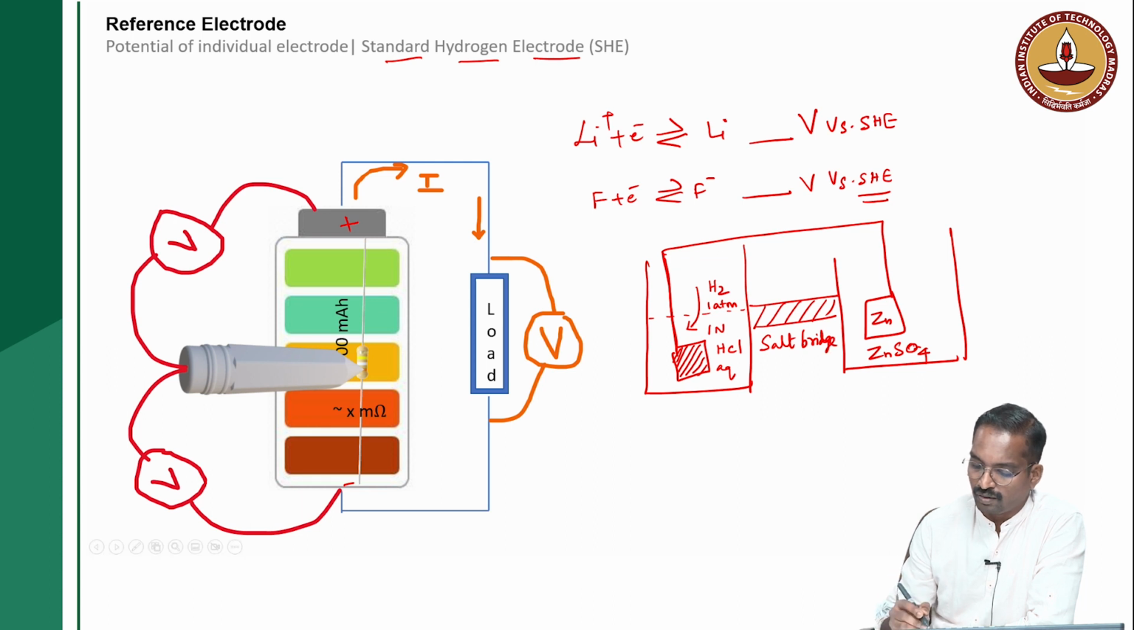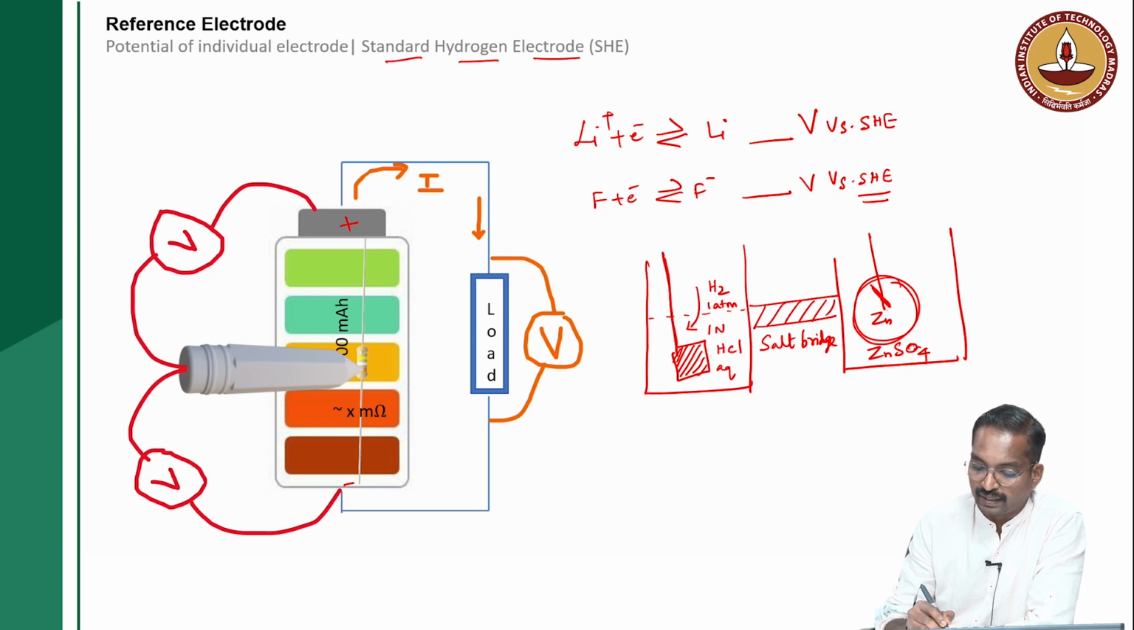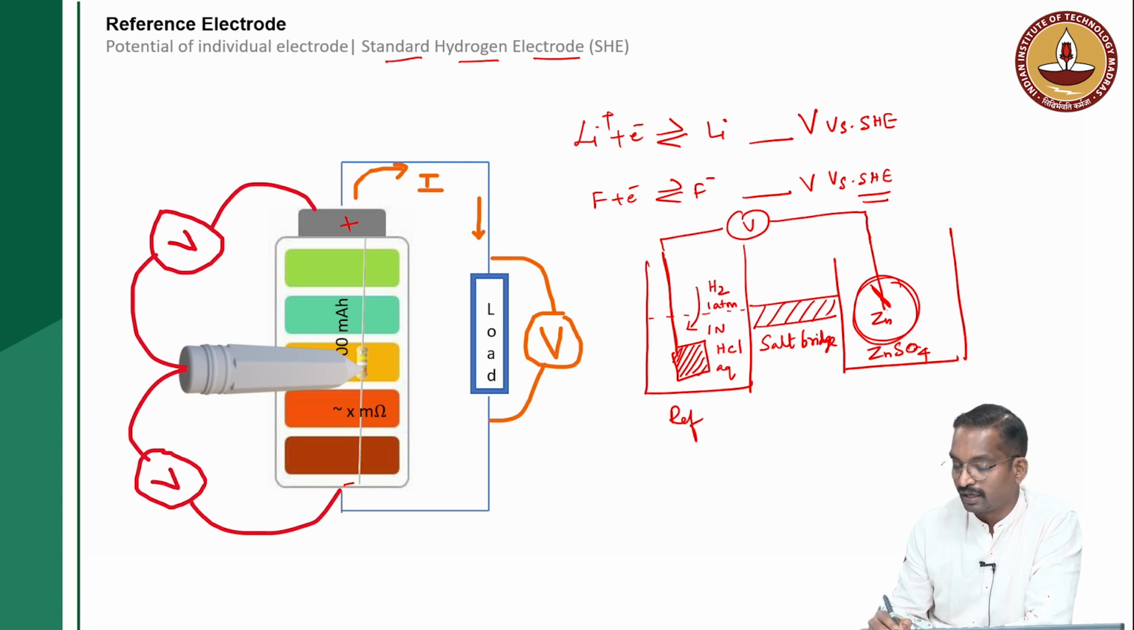Now, we can measure this zinc sulfate interface. What is the potential generated across this interface? This can be measured using a voltmeter, by taking this reference electrode and connecting it with a voltmeter. The voltmeter is connected across the reference electrode and the electrode of our choice, in this case the zinc electrode dipped in the zinc sulfate solution, right. So, this is how you measure the potential.